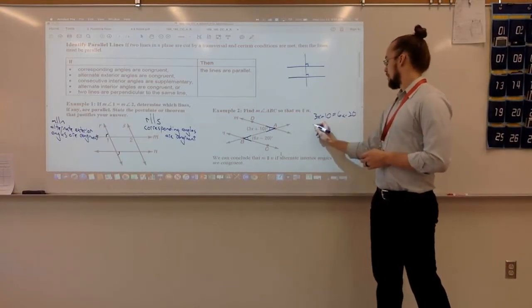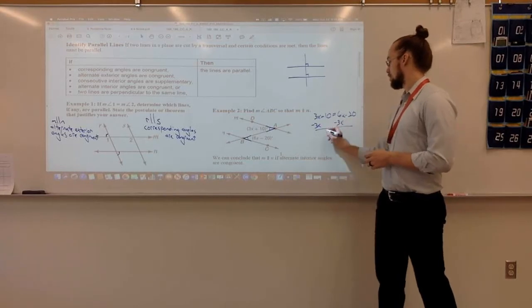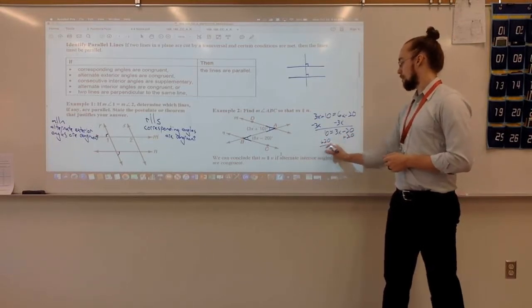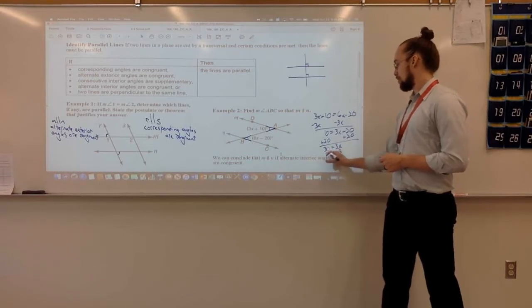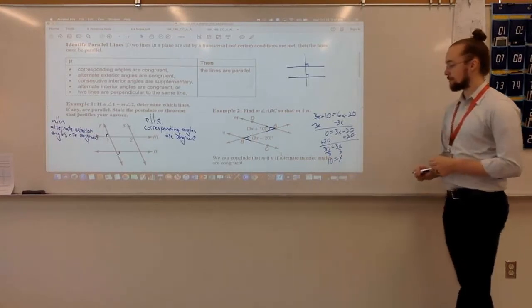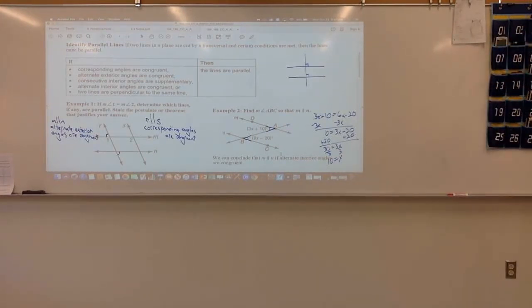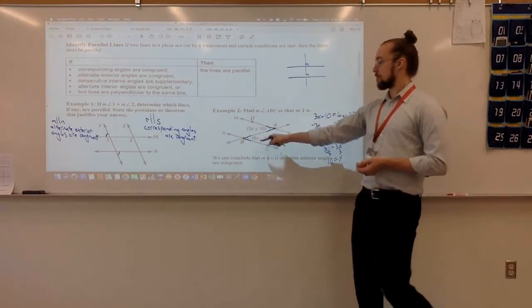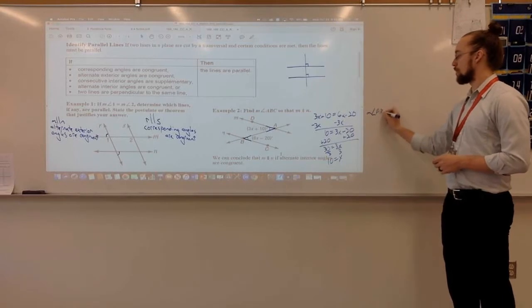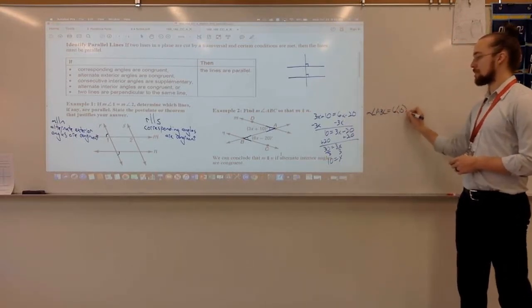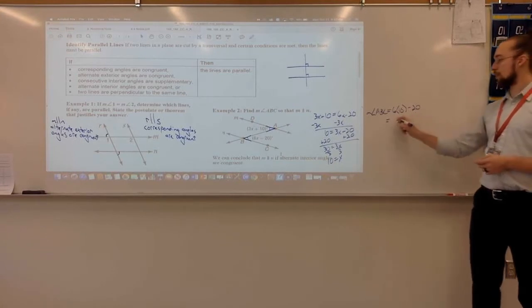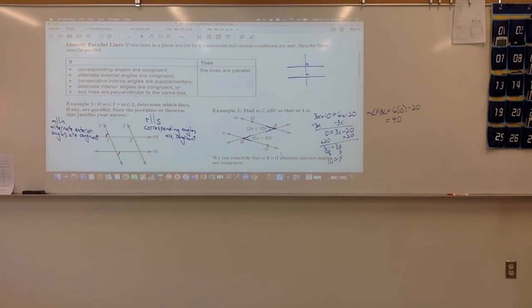So to solve, the x's on one side, get the numbers on the other, divide by 3, we get that x is 10. Is that my final answer? No, we got to plug it in, right? Because it says find the measure of angle ABC. So I will plug 10 in here. Measure of angle ABC will be 6 times 10 minus 20. So 60 minus 20 gets me 40 degrees for the measure of that angle.